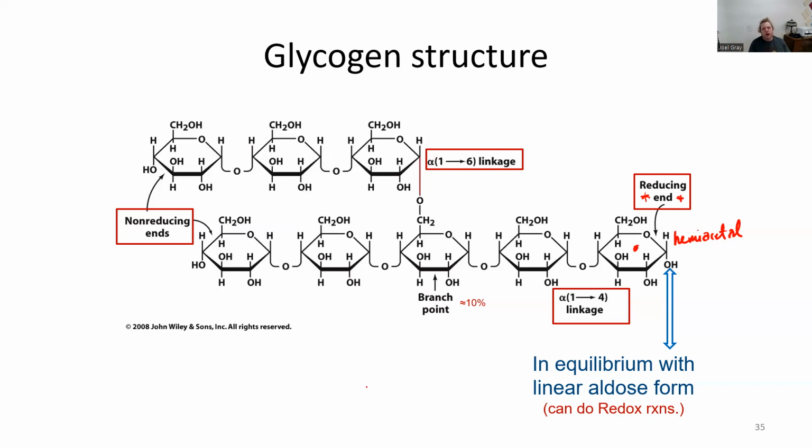On the opposite end of this molecule, we have these end-of-the-chain glucose molecules. These have what is known as a non-reducing end. Everything in between can't open and close or anything like that. You can add on to these non-reducing ends, but their level of reactivity is fairly low.